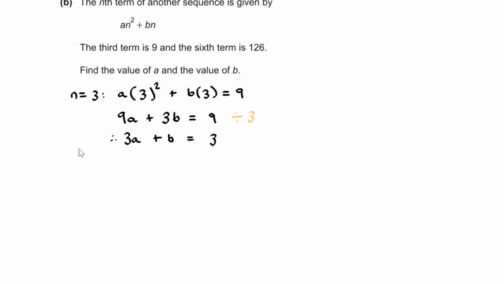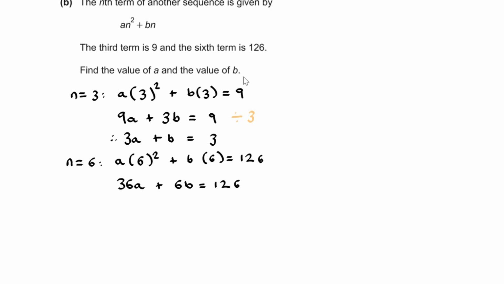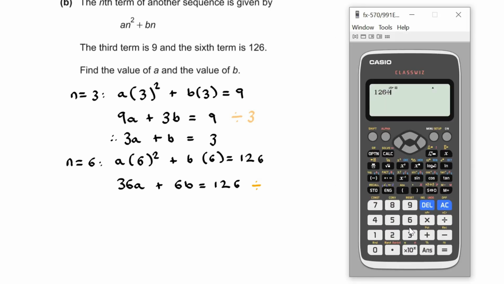And the 6th term is 126, so when n equals 6, we've got A lots of 6 squared plus B lots of 6 equals 126. So we've got 36A plus 6B equals 126. And if we divide these values by 6, 126 divided by 6, that's 21. And therefore, we've got 36A divided by 6, which is 6A. So we've got 6A plus B equals 21.